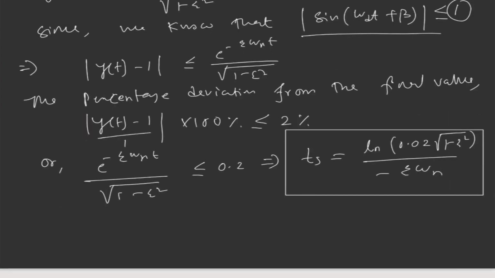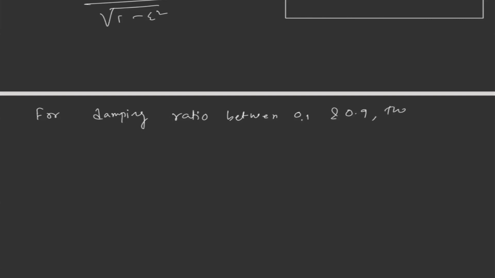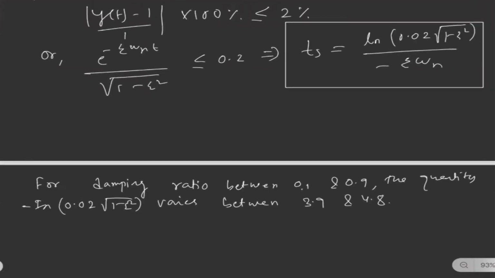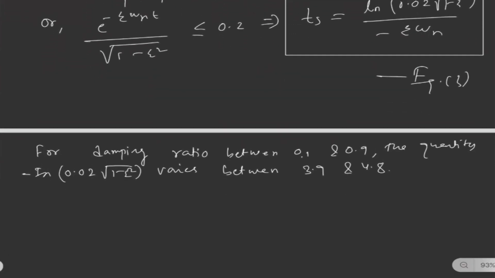Let me write one note here. You may be using this in some places, and it is also important. For damping ratio between 0.1 and 0.9, which is the standard range we generally consider for control system design, the quantity natural log of 0.02 root of 1 minus zeta square varies between 3.9 and 4.8. Let me write this as equation number 3.